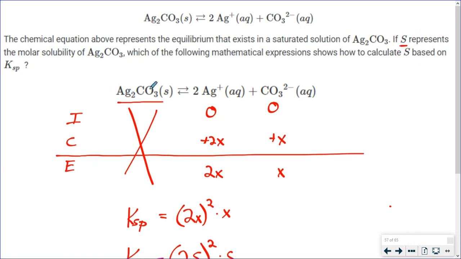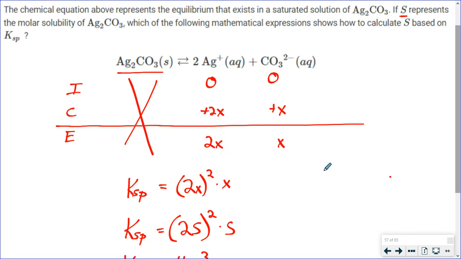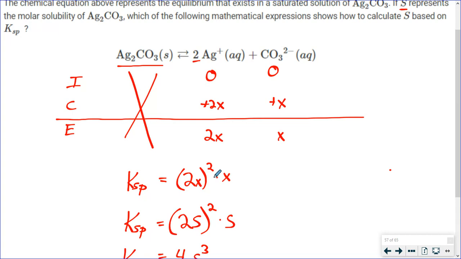So our ice box, the solid, we don't care about. There has to be enough of it to reach equilibrium. And then we start out with none of each of our ions. Our change, we would add 2x and x to reach equilibrium here. And then that would give us equilibrium concentrations of 2x and x. While our KSP expression would be (2x) squared, because we have 2 of our silver ions, times x for our carbonate ion. And this x value is your molar solubility.